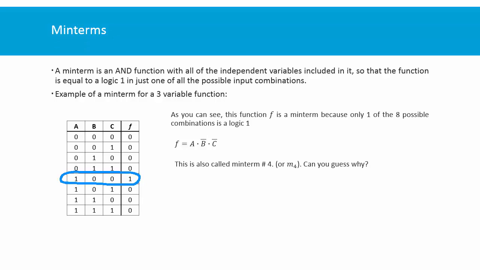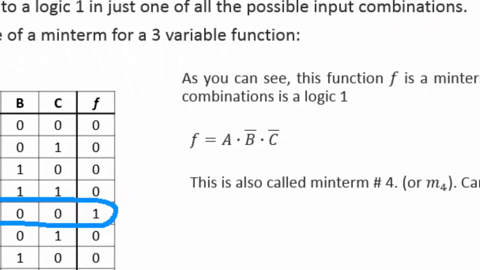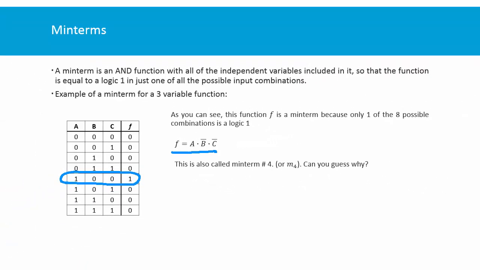All the other combinations, the function is equal to 0. This is what's called a minterm. And the expression is showing that in this particular combination it's going to be 1. And to see that, we can evaluate this function.